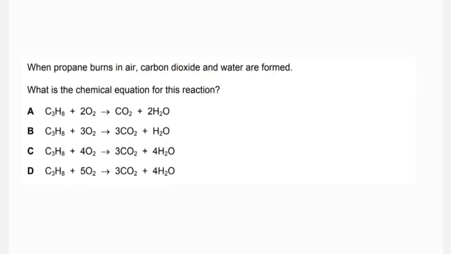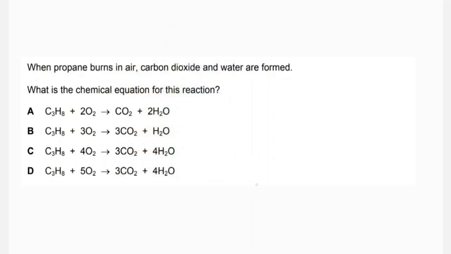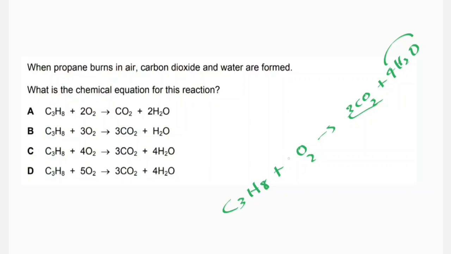When propane burns in air, carbon dioxide and water are formed. So these are the equations. This is all about balancing equations. And that has to be C3H8 plus oxygen gives 3 CO2 and 4 H2O. So 4 oxygen and 3 times 2, 6 oxygen. That has to be 10 oxygen. So the right answer is D.